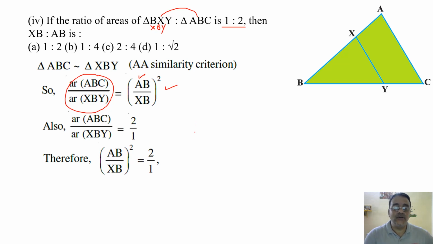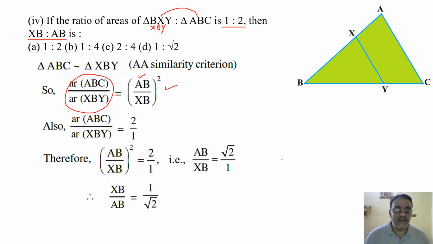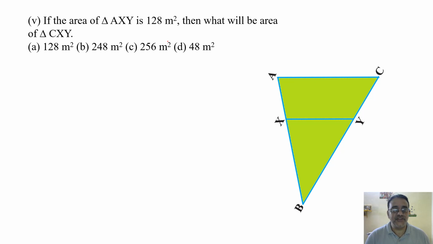Now taking square root on both sides, we get AB upon XB is equal to root 2 by 1. So here we need to find the ratio XB by AB, so take the reciprocal. So we get 1 upon root 2, and the correct answer is D. This is clear? Yes, sir. Okay. So now we are moving toward the next question. If the area of triangle AXY, right, this one, is 128 meter square, then what will be the area of triangle CXY? See, CXY or AXY.